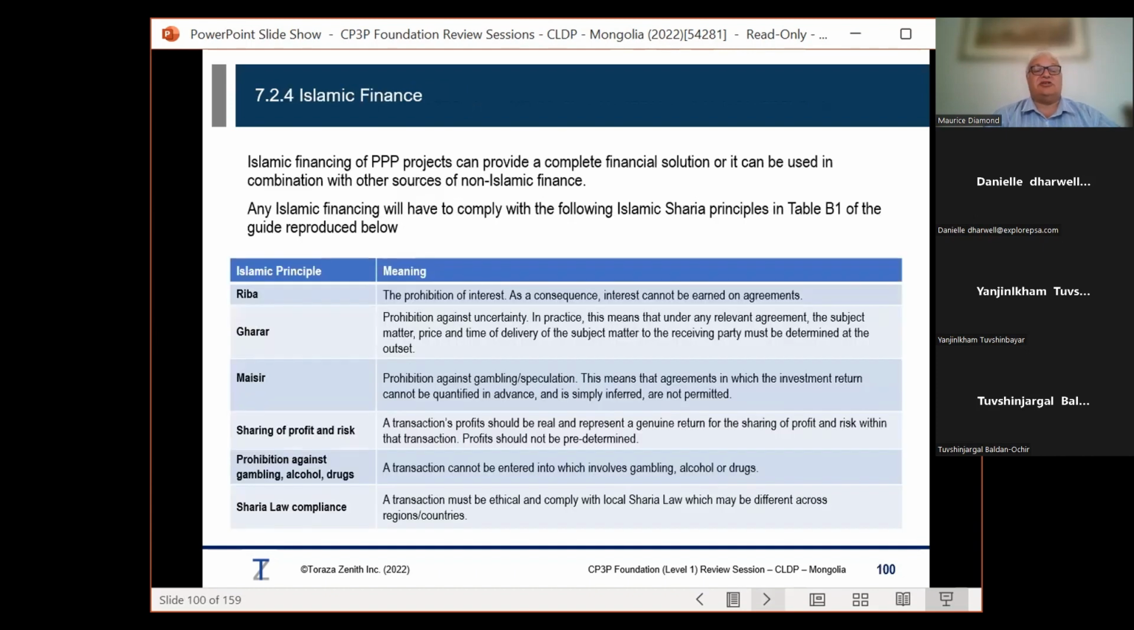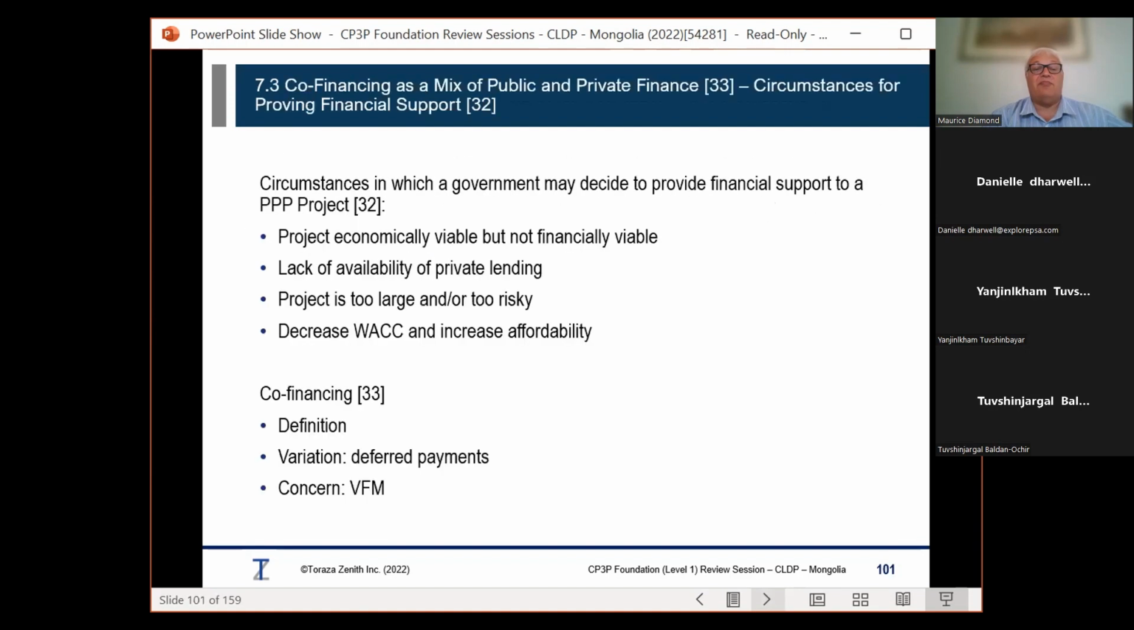Then we have a variety of different terms in Islamic finance. One of these may turn up. Just be aware of them. Then we have our point about co-financing as a mix of public and private finance.